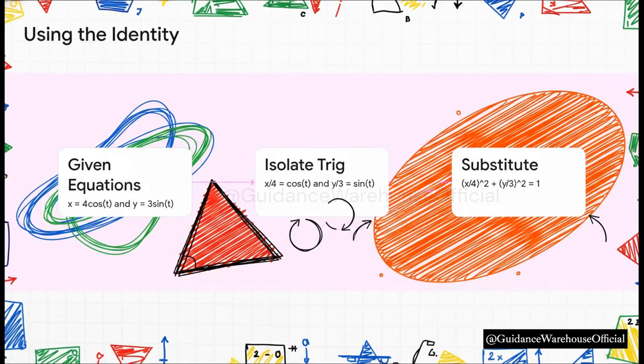Let's look at an example to see this in action. Say x equals 4 times the cosine of t and y equals 3 times the sine of t. Instead of trying to isolate t, we're going to isolate the trig functions themselves. We divide x by 4 to get cosine t. We divide y by 3 to get sine t. Now take those two fractions and plug them directly into our Pythagorean identity. The result? The quantity x over 4 squared plus the quantity y over 3 squared equals 1. And look at that. We instantly get the standard equation for an ellipse centered right at the origin.